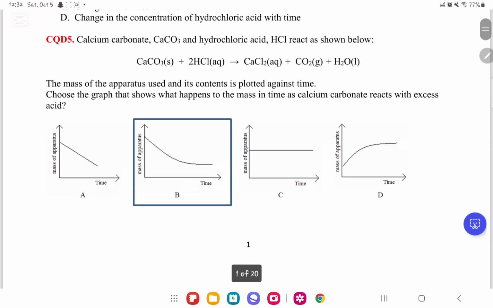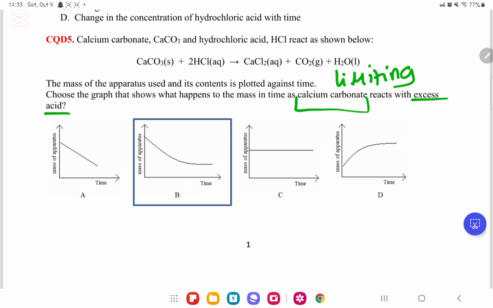CQD number 5, here it seems the answer is already given to us, but let's solve it. Calcium carbonate, CaCO3, and hydrochloric acid, HCl, react as shown below. It's the same equation as above. The mass of the apparatus used and its contents is plotted against time. Choose the graph that shows what happens to the mass in time as calcium carbonate reacts with excess acid. If the acid is in excess, that means the calcium carbonate is the limiting reactant. Now this information is not relevant to what we're discussing here, I'm just giving it as an indication. You have to pay attention to these things and when you will use them.